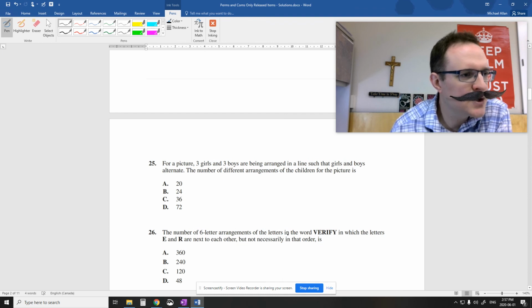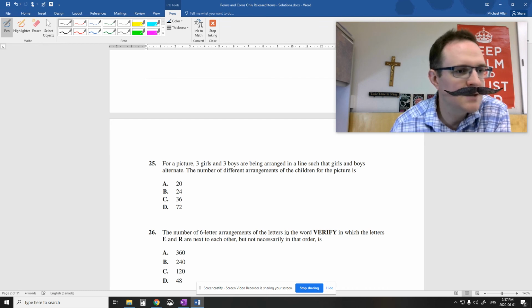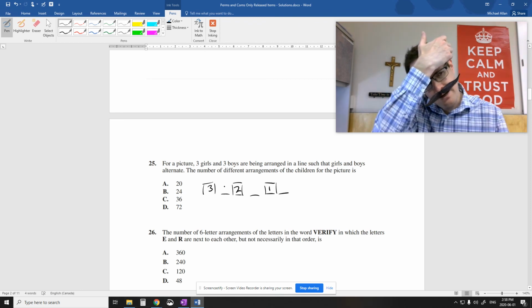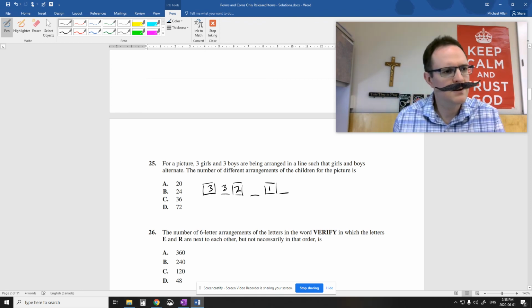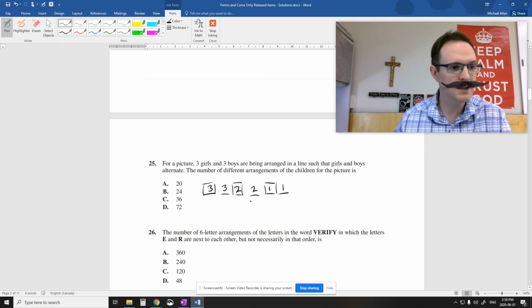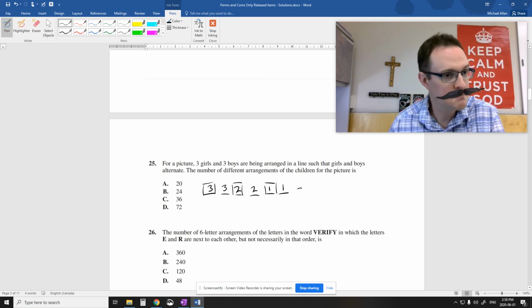For a picture, 3 boys and 3 girls are arranged in such a way that girls and boys alternate. What's the number of different arrangements that we can actually have? So 1, 2, 3, 4, 5, 6. I'm going to have 3, 2, 1. So those are the girls, right? Or boys, doesn't really matter. And then I'd have 3, 2, 1. I can see what they're going at here. Like if I did this one right now, I'd get 36, right?